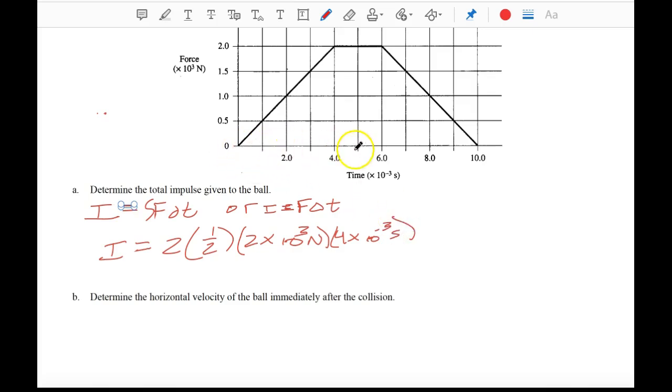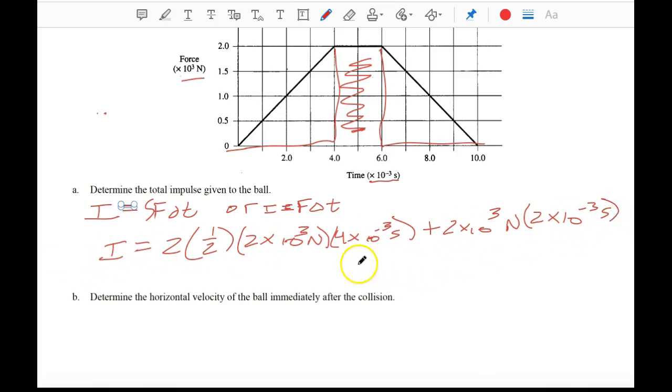So be really careful. Here's your 4, but it's not 4 seconds. It's 4 times 10 to the -3rd seconds. You have another one over on this side, hence why we've done 2 of the triangles. So we've actually looked at this triangle and this triangle. And then the last thing we need to do is add to this the rectangle in the middle. And that one is 2 times 10 to the 3rd newtons. So watch out, there's the force. And we're going to multiply that times 2 times 10 to the -3rd seconds.